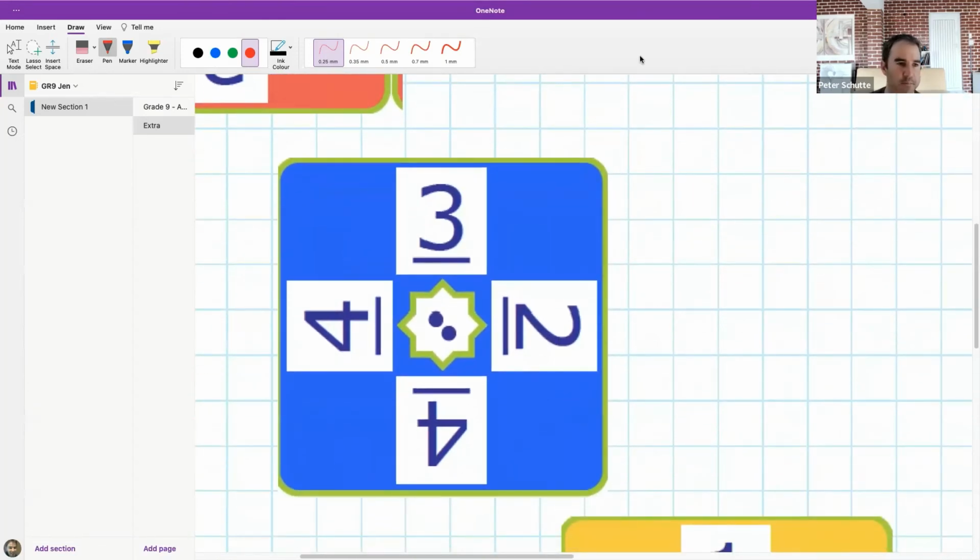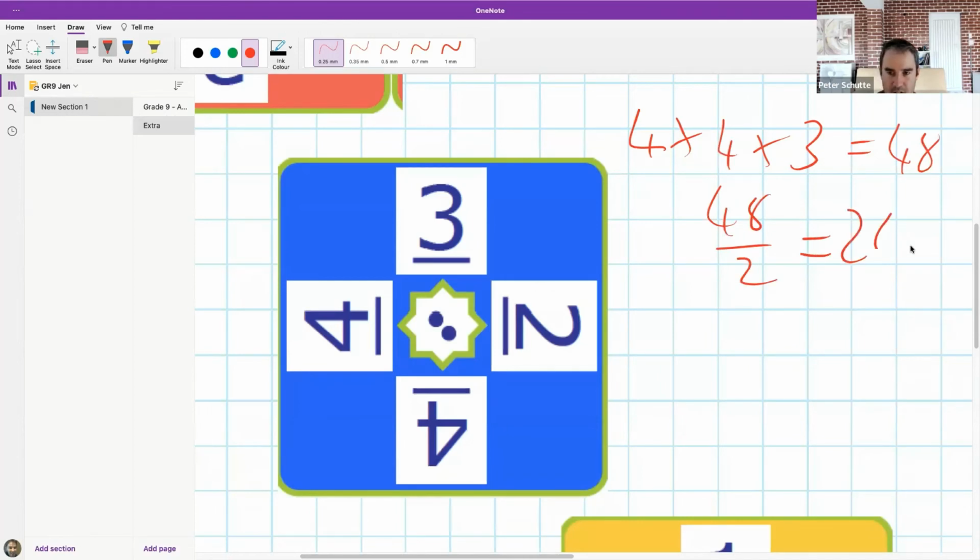Who can get to 24 with that one? A little bit harder. I haven't done these, so I don't know what the answer is. Ottilia, you have to use all four numbers. 4 times 3 times 2 does give you 24, but you haven't used all four numbers, so you have to use all four. Or who can at least get close? Let's see if you can get close to 24. Let's have a look. 4 times 4 is 16, times 3 is 48, and 48 divided by 2 is 24.